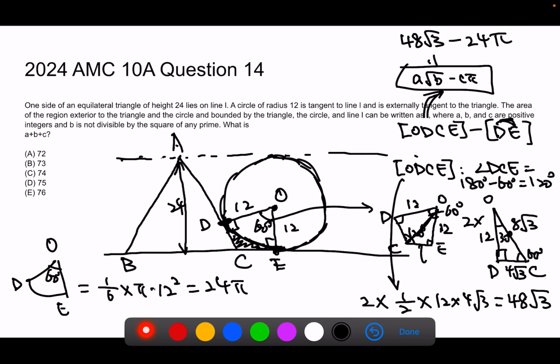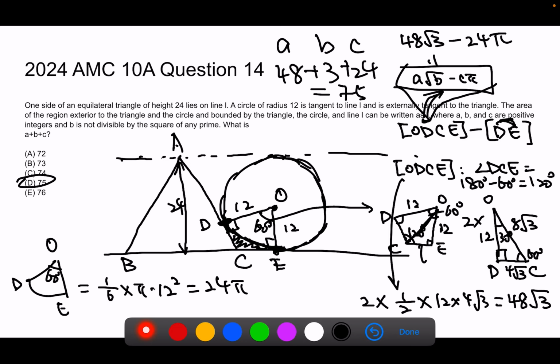which means your A is 48. And you can see A is 48, B is 3, C is 24. Again, I apologize. My slide was missing this part. So they were saying the area can be expressed as A root B minus C pi. And they're asking you what's A plus B plus C. And you can find that is equal to 75. So answer is D.